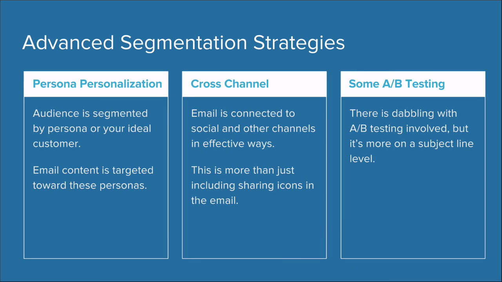In this stage, your email is also cross-channel, so that means it's connected to social and other different mediums in effective ways. It's not just share icons, where you're pushing content and saying, look, we did this, so if you want to share it, that'd be great. It's really thinking about holistic marketing campaigns. And then in stage two and stage three, there's also some A/B testing, so I use the word dabbling here. People may be experimenting with A/B testing on a subject line level or a sending time level, but it's really not that advanced.